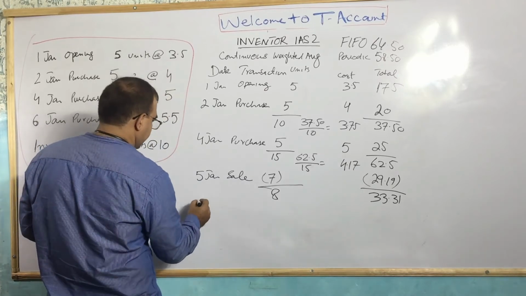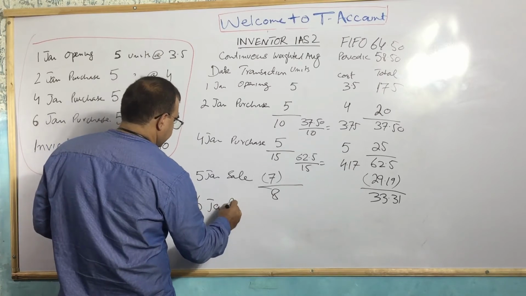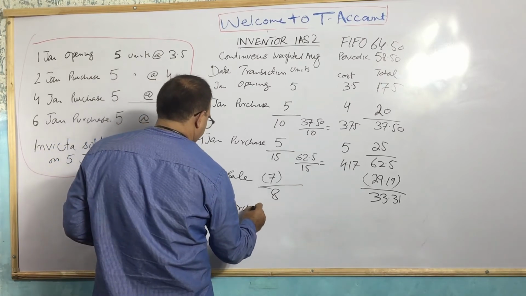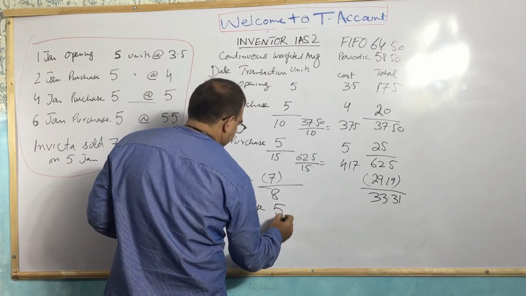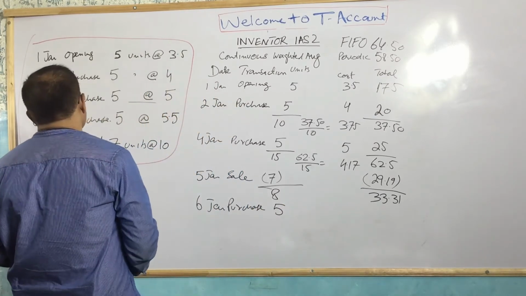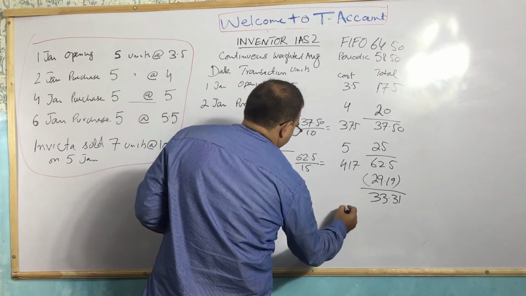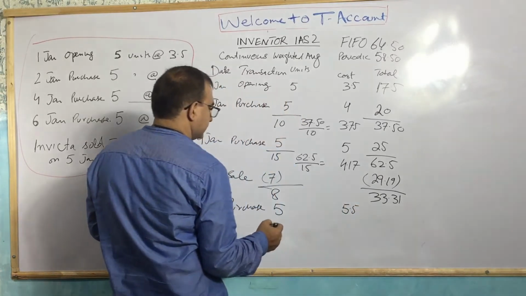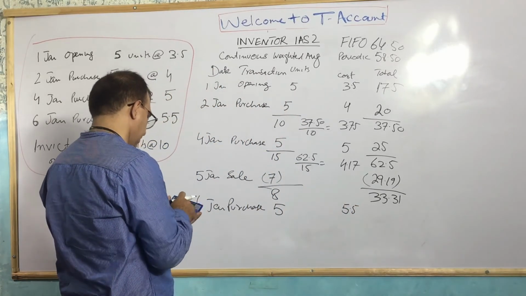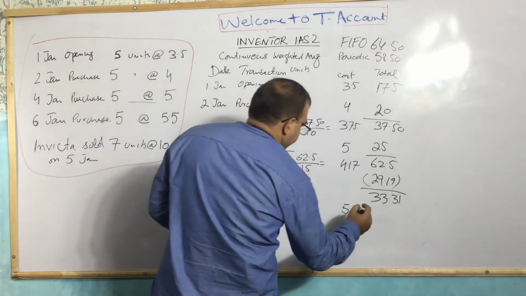Again, there is some transaction on 6th January. Purchase. How many units? 5. At what rate? Very expensive. 5.5. So 5 into 5.5 is 27.5.